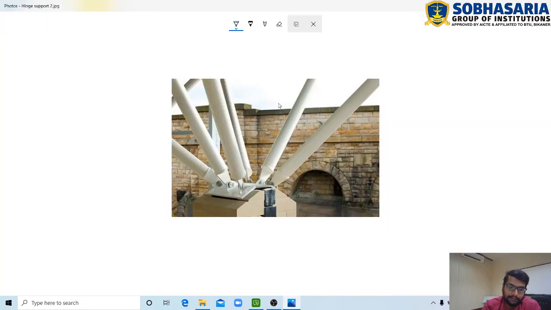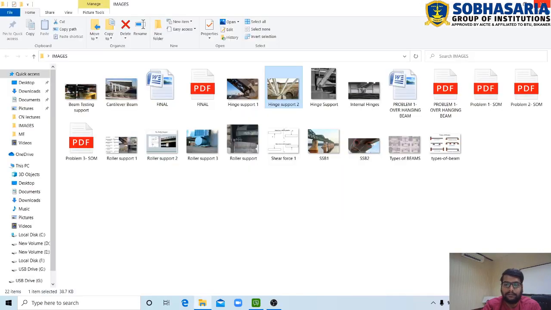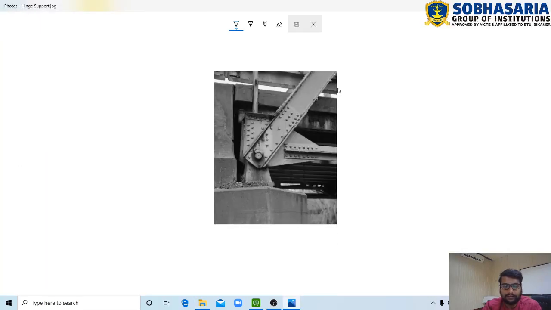You can see the connection details here. You can see there is a pin which connects this element with this plate. It is connected through the pin. You can see the pin here. It is connecting this element with the base plate. This is also a hinge support. There are different structures. You can see it is connecting the horizontal and the inclined member here. Pinned or hinge support.